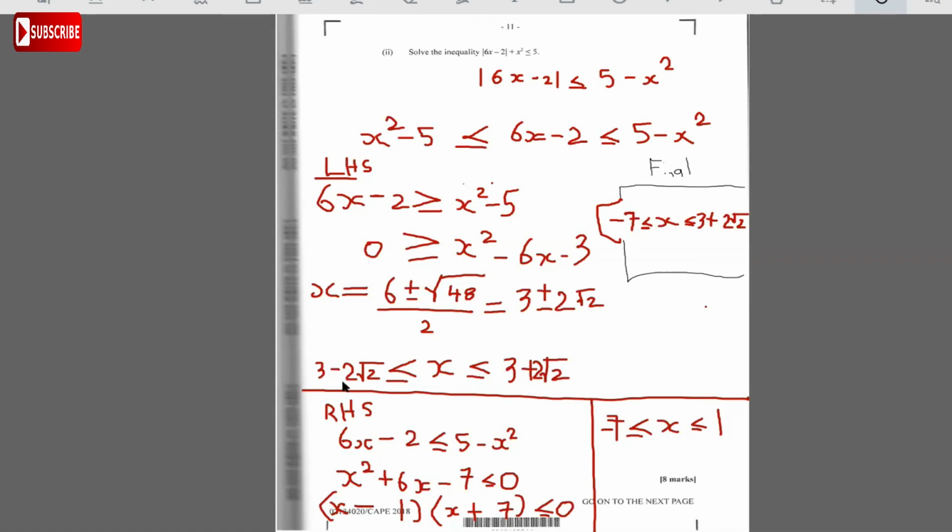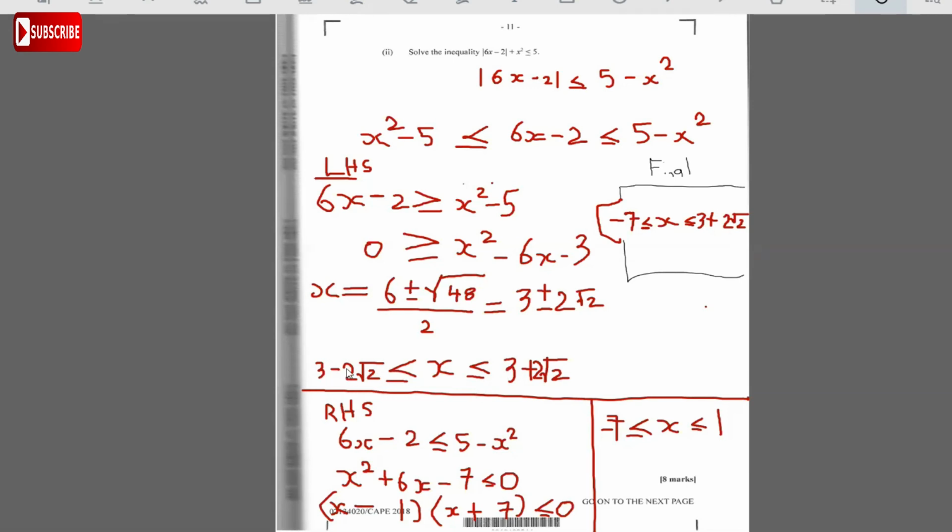Let's check it from negative 4. 6 times negative 4 minus 2 plus negative 4 squared. 6 times negative 4 minus 2 is 26, and 26 plus negative 4 squared is 42. That's not giving me less than 5. So the minus 6 is not correct.